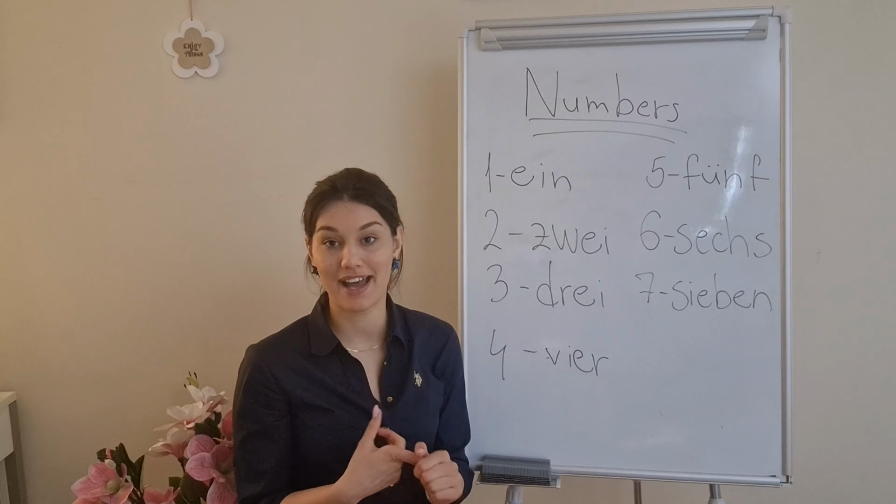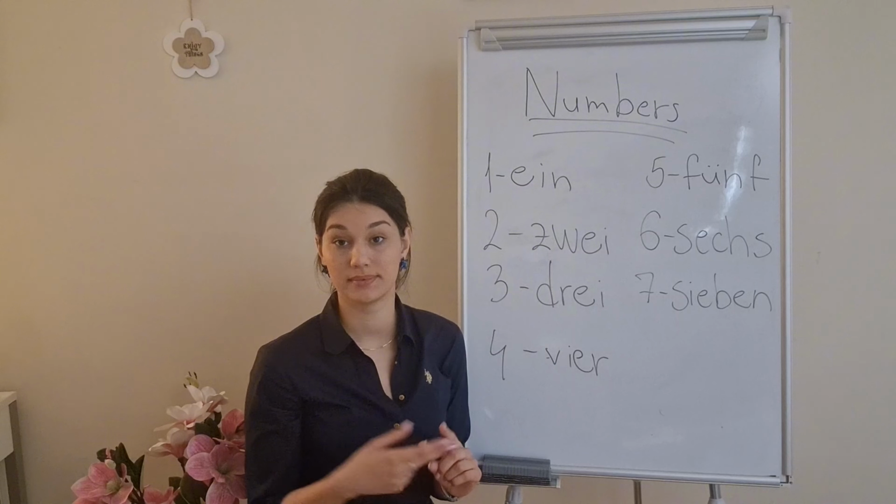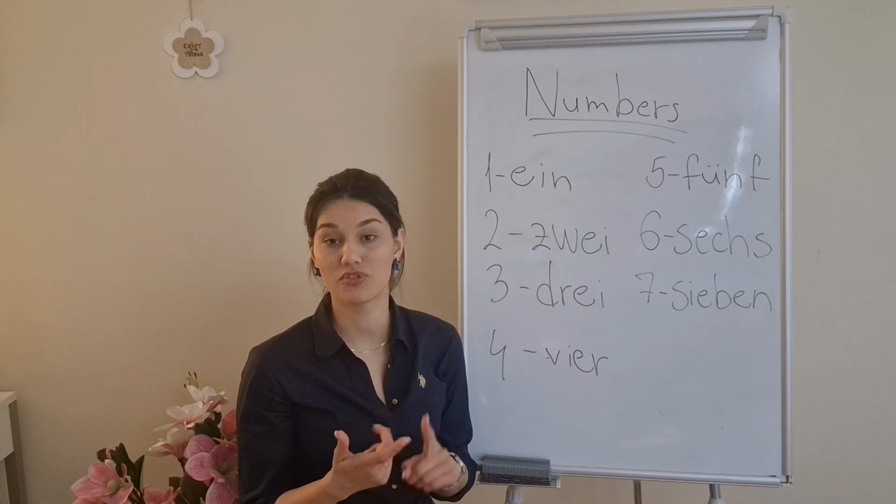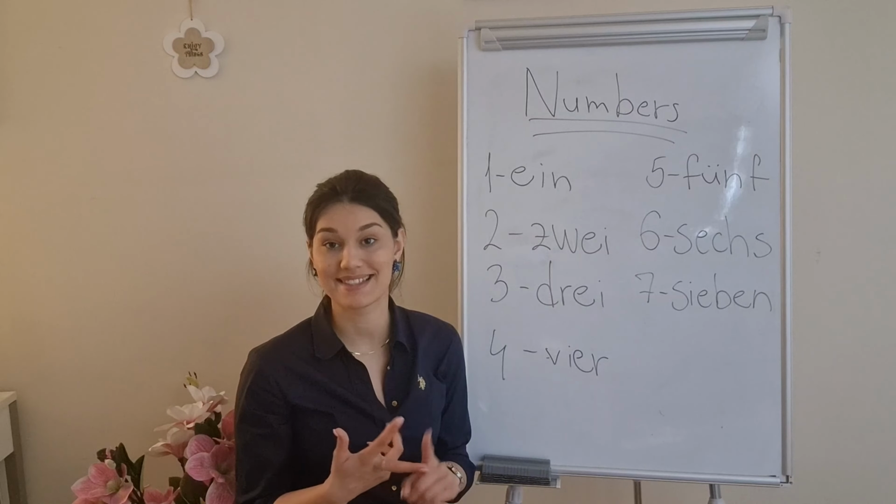So let's repeat one more time. Ein, zwei, drei. Now you repeat after me. 4, 5, 6, 7. And now you say them. Here are the other numbers.